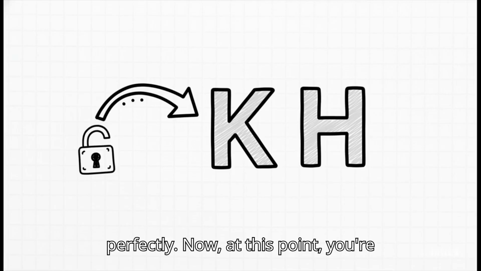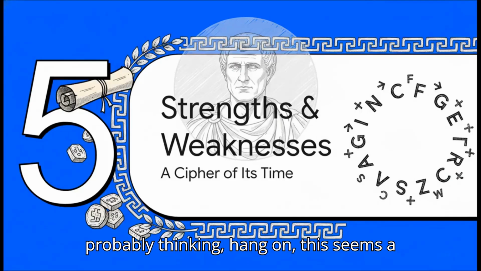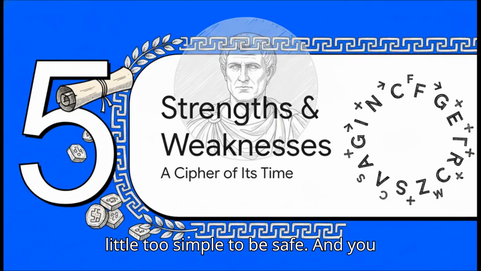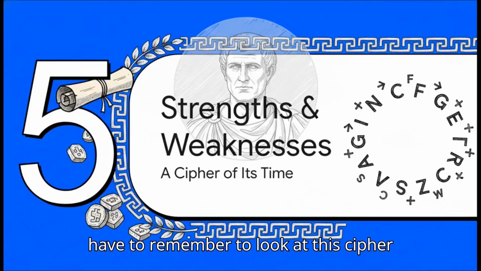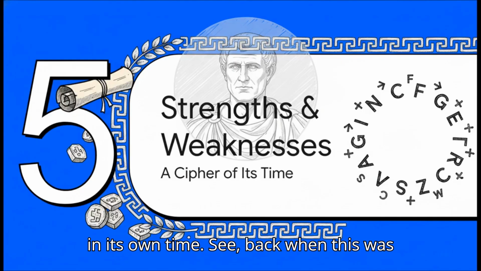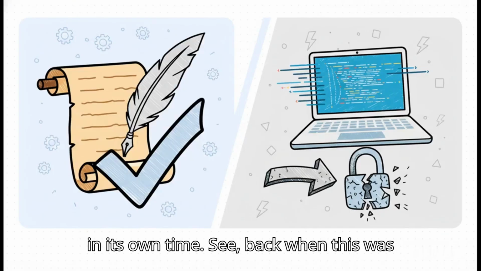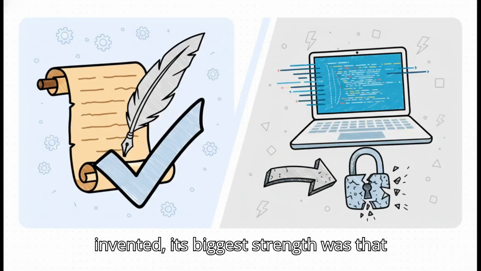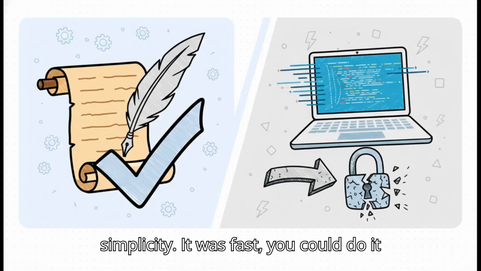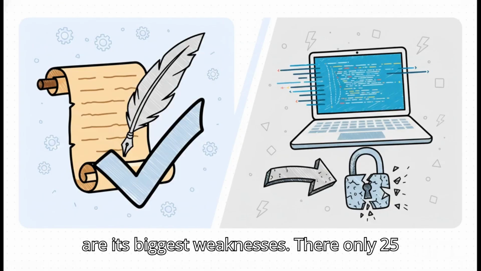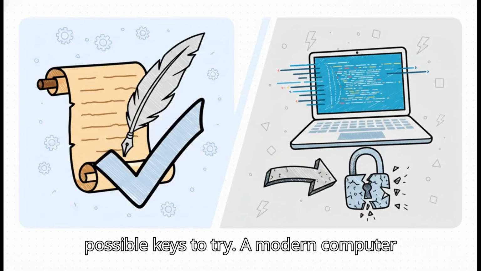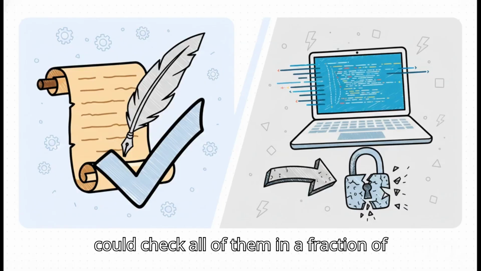It works perfectly. Now at this point, you're probably thinking, hang on, this seems a little too simple to be safe. And you know what? You'd be right, today. But we have to remember to look at this cipher in its own time. See, back when this was invented, its biggest strength was that simplicity. It was fast, you could do it by hand, and your enemies didn't have computers. But today, those same things are its biggest weaknesses. There are only 25 possible keys to try. A modern computer could check all of them in a fraction of a second.